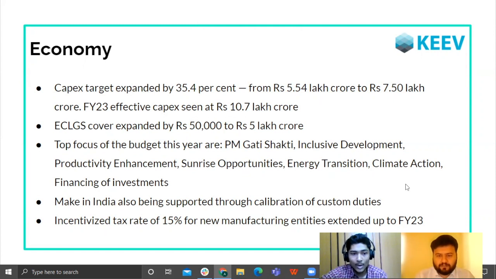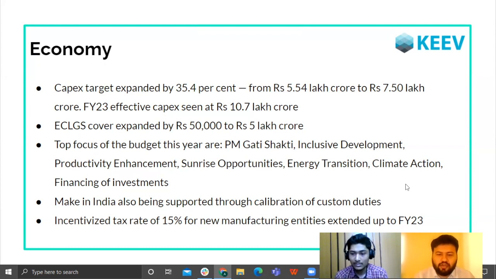Okay. Top focus of the budget this year are पीएम गति शक्ति, इंक्लूसिव डेवलपमेंट, प्रोडक्टिविटी एनहांसमेंट, सनराइज अपॉर्चुनिटीज, एनर्जी ट्रांजिशन, क्लाइमेट एक्शन, फाइनेंसिंग ऑफ इन्वेस्टमेंट। पीएम गति शक्ति में बहुत कुछ आया था ना इस बार। राइट, सो पीएम गति शक्ति गवर्नमेंट का फ्लैगशिप इकोनॉमिक पुश की तरह दिख रहा है इस बार। सो दिस इंक्लूड्स अ लॉट ऑफ इंडस्ट्रीज, it includes infrastructure, manufacturing, logistics. So they have listed down 7 sectors which they will promote and support, and then the expectation is that these 7 sectors will become the engine for the growth of the economy.